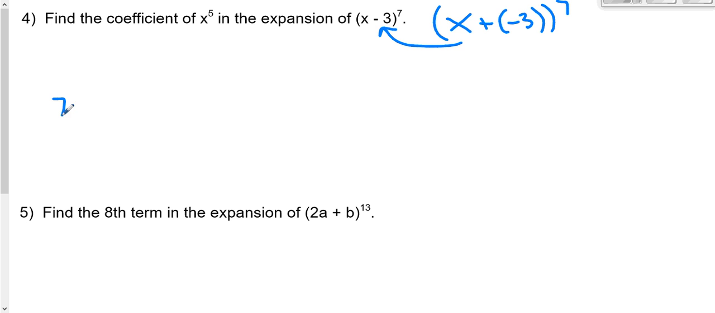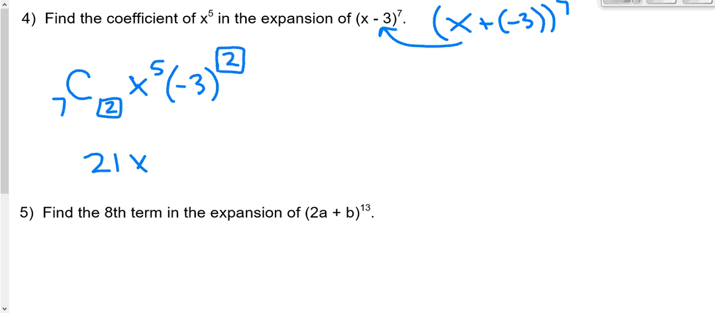Okay, the coefficient of x to the 5th. So we know we're going to have 7 choose something, and we know we're going to have x to the 5th, and then we're going to have -3 to the something. So we know these two exponents have to add to 7, so we have a 2 as our second exponent, and that means it's 7 choose 2. Okay, so now we find 7 choose 2. Using the calculator, 7 choose 2 is 21. 21 times x to the 5th.